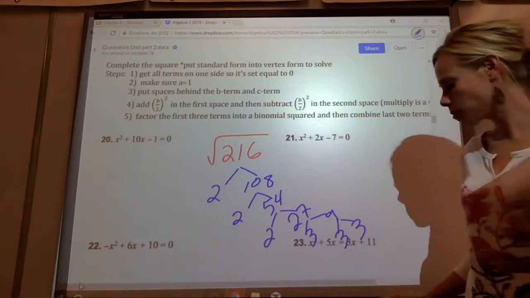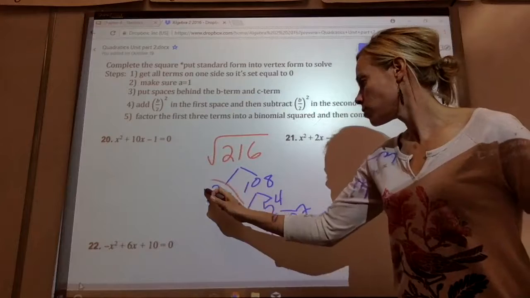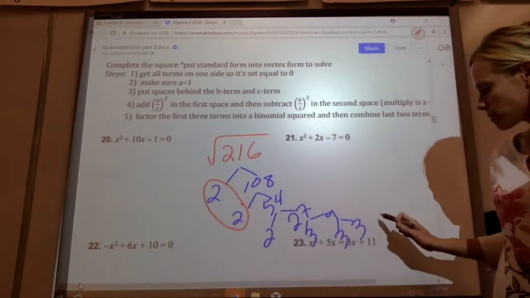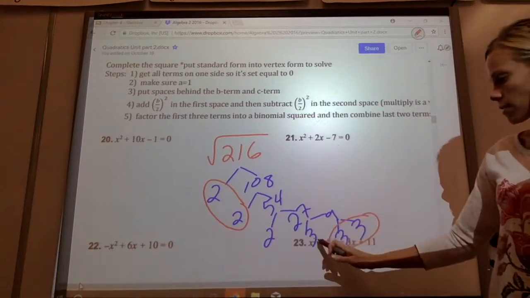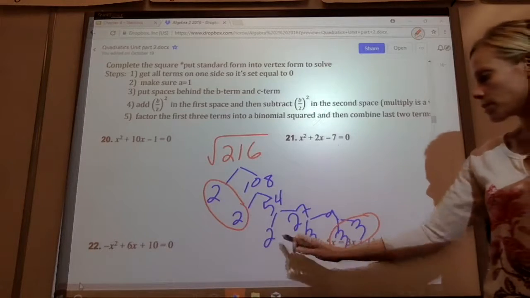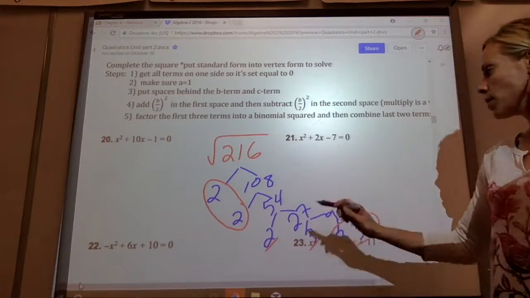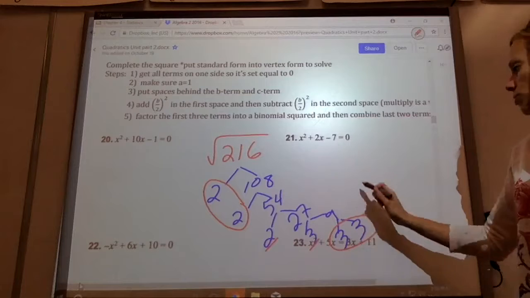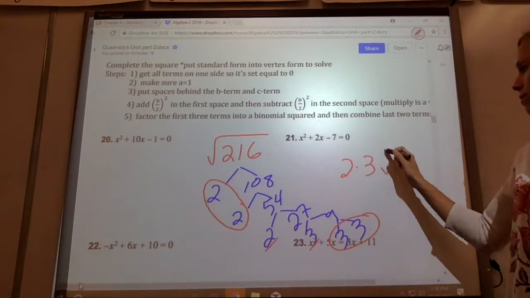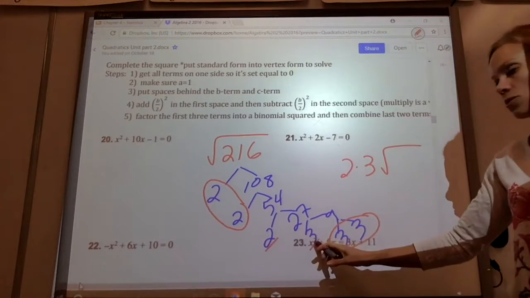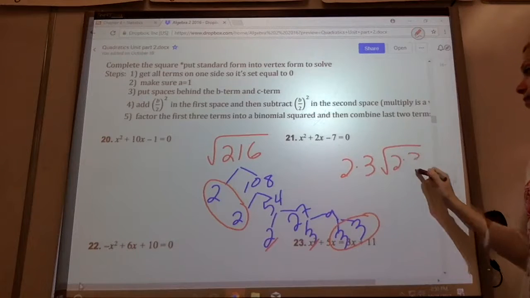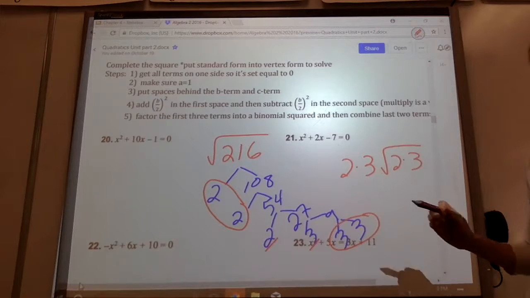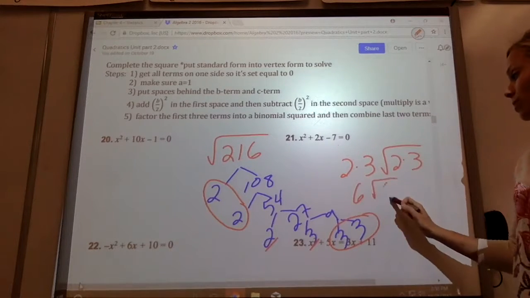So look for your groups of 2. Two 2's, right? What else? Two 3's. Does this 3 have a partner? Nope. Does this 2 have a partner? Nope. So this 2 and this 3 are going to come out and get multiplied. This 2 and this 3 are going to stay and get multiplied. So it's really going to be 6 square root 6.